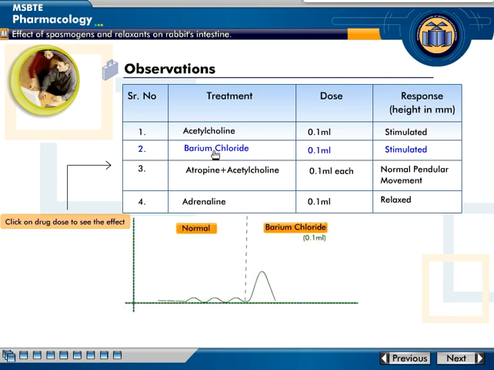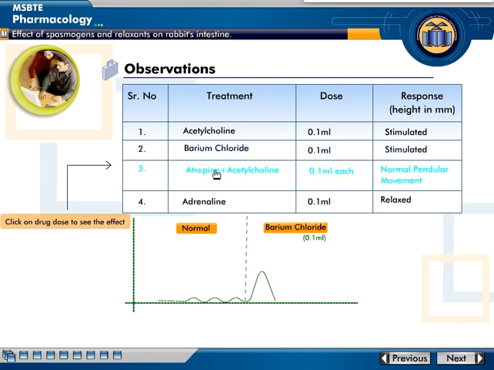Then second, that is barium chloride. Barium chloride also showed smooth muscle contraction, that is stimulation of smooth muscles. So look at the graph again. Normal, it shows pendular movement, and after administration of 0.1 ml of barium chloride, again increase in the graph height, that we can say that barium chloride shows spasmogenic action.